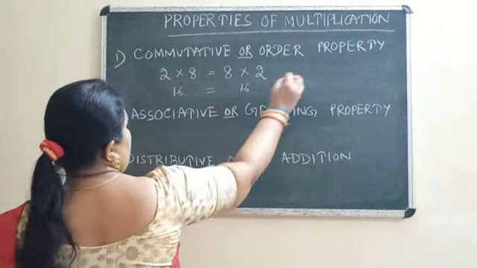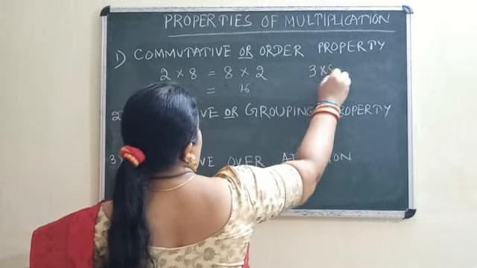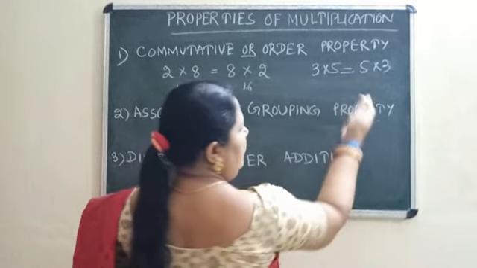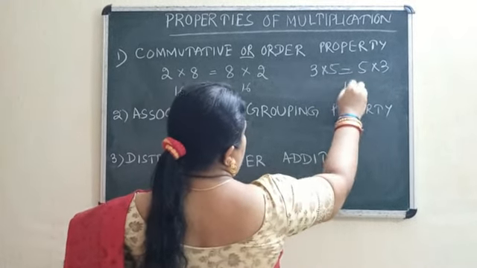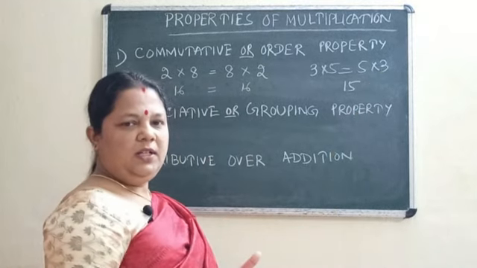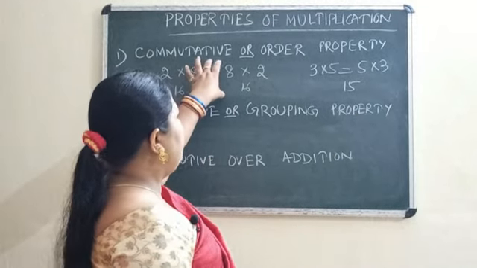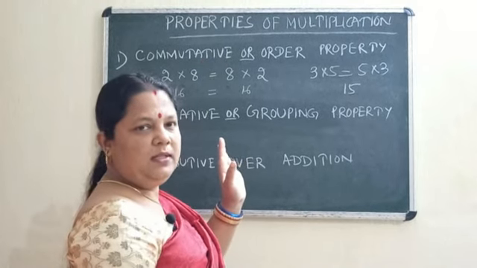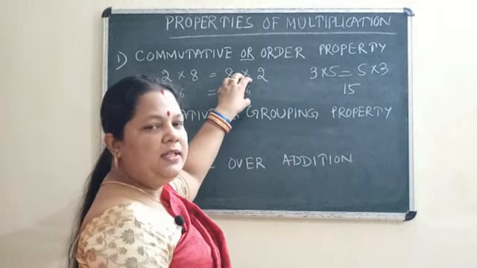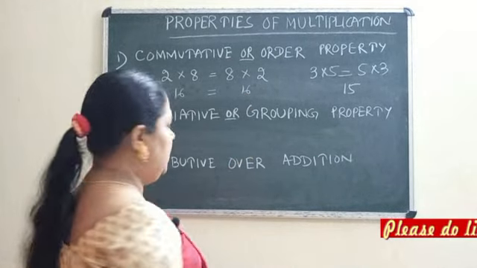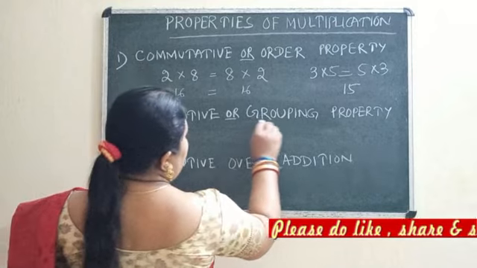Another example, 3 into 5 equal to 5 into 3. We can change the places, but the value is 15. 3 5s are 15, 5 3s are also 15. So this is your commutative or order property. You may change the order of the numbers, but the product remains the same. Then come to number 2, associative or grouping property.